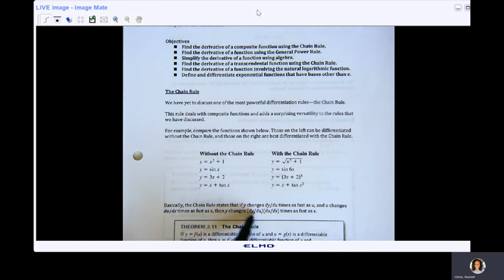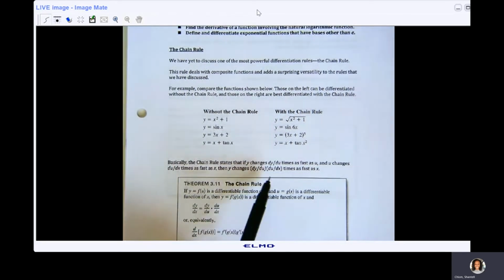So basically the chain rule states that if y changes dy/du times as fast as u, and u changes du/dx times as fast as x, then y changes dy/du times du/dx times as fast as x. And I know that's not as clear, but we're going to look at it with the actual function so that you'll see what I'm referring to when I say u, when I say du, which is the derivative of u, with respect to x, and things like that. So here's the chain rule.